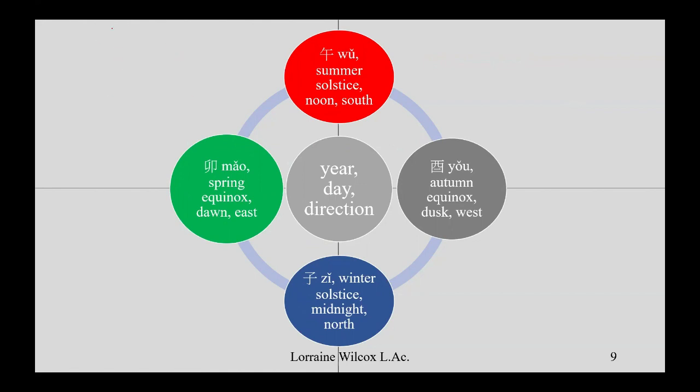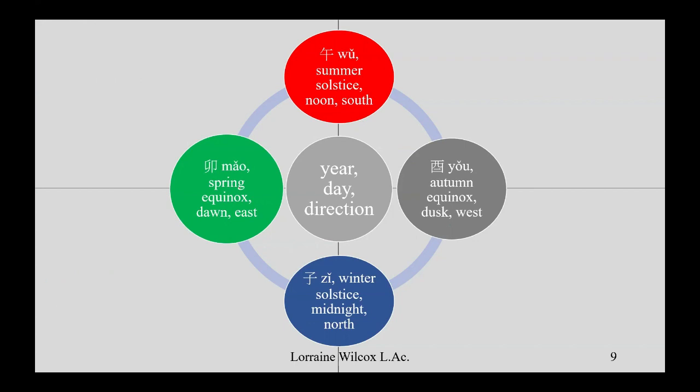So Wu is the summer solstice. The Wu branch is the summer solstice. It's also associated with the noon hour, and it's also associated with south because the directions also have these same characteristics. Opposite that, we have Zi, which is the winter solstice, which is midnight, and which is also the north.